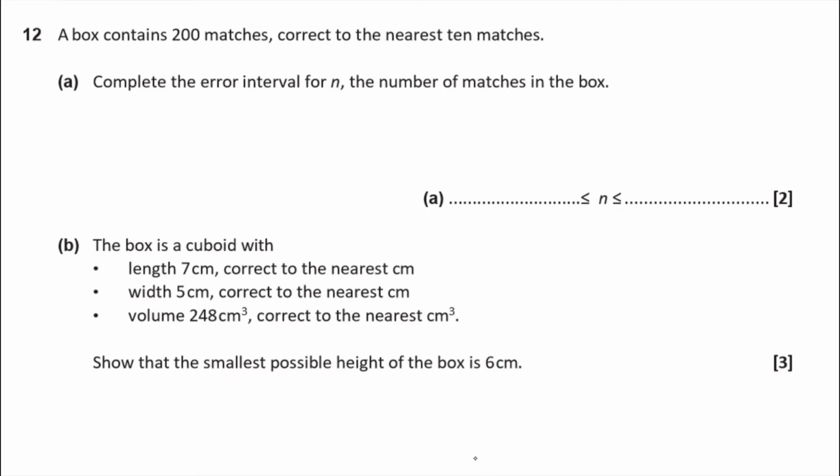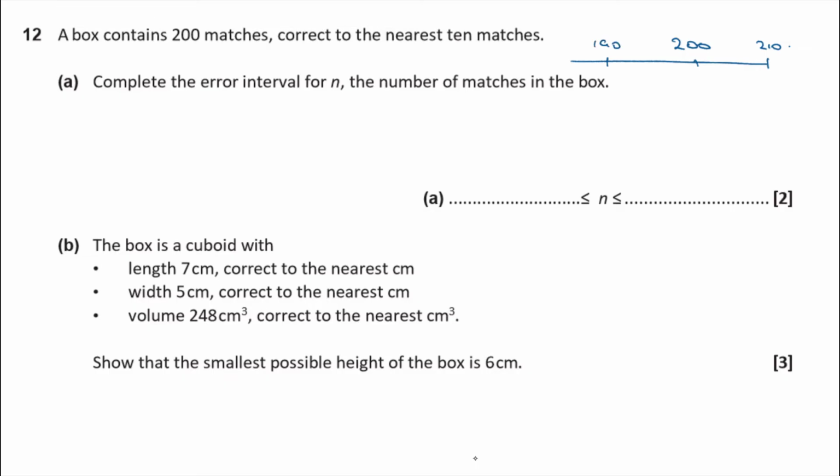Question 12. A box contains 200 matches. Correct to the nearest 10 matches. Complete the error interval for n, the number of matches in the box. Okay. Right, so if I've got 200 matches to the nearest 10 matches, now if this was a continuous thing, then 10 more matches than 200 would be 210. 10 fewer matches than 200 would be 190.